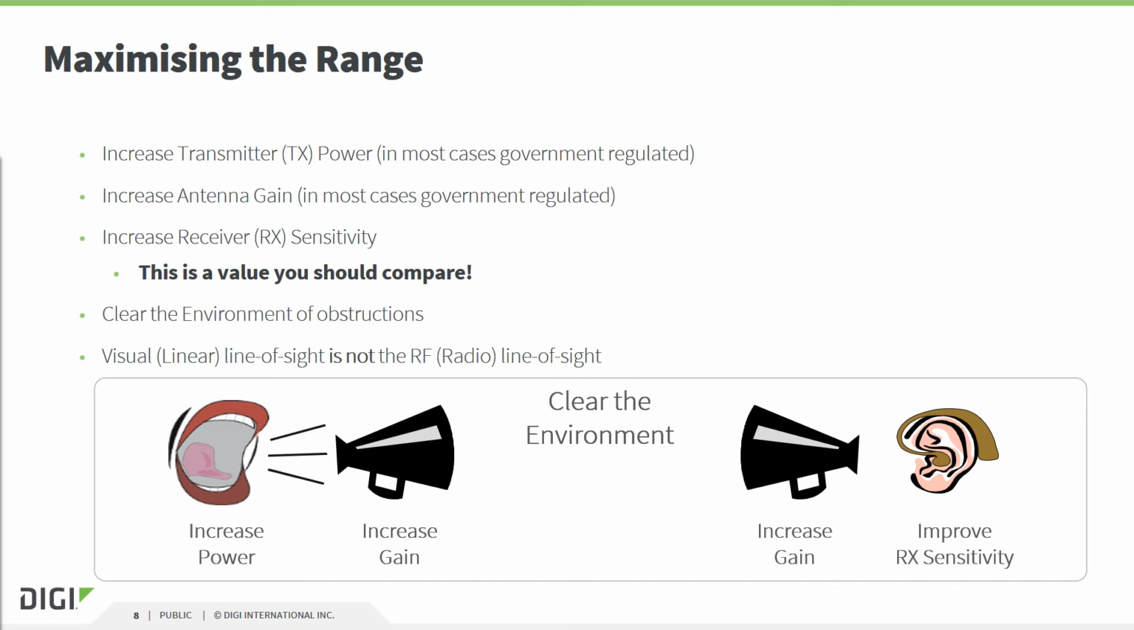Of course, you can clear as much as possible the environment, and in order to understand how to do that, we will show you the difference between the visual or the linear line of sight, which is not the same for an RF or the radio line of sight.